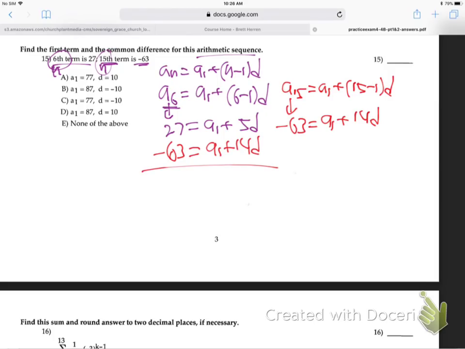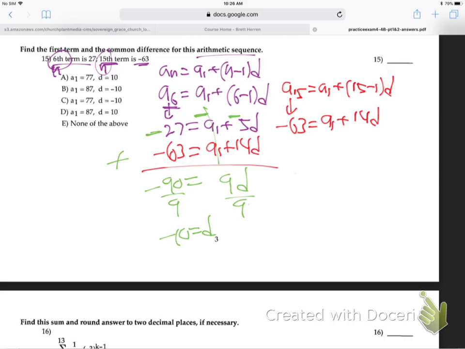So we have those two equations with two letters, A1 and d. What do we do now to get things to cancel? Put a negative sign on one equation, make this negative, negative, negative, and add them up. This will be minus 90. These will cancel. 14 minus 5 is 9, so 9d equals negative 90, and then divide by 9. d is negative 10.